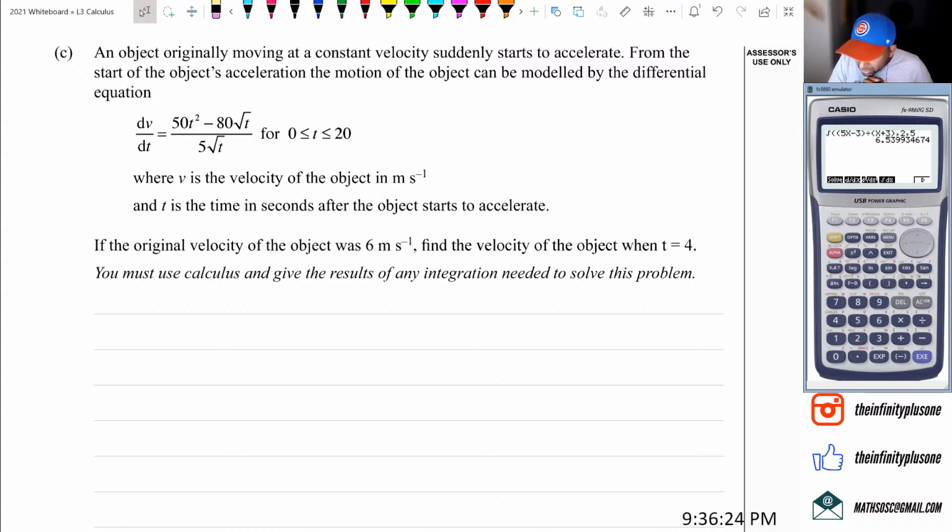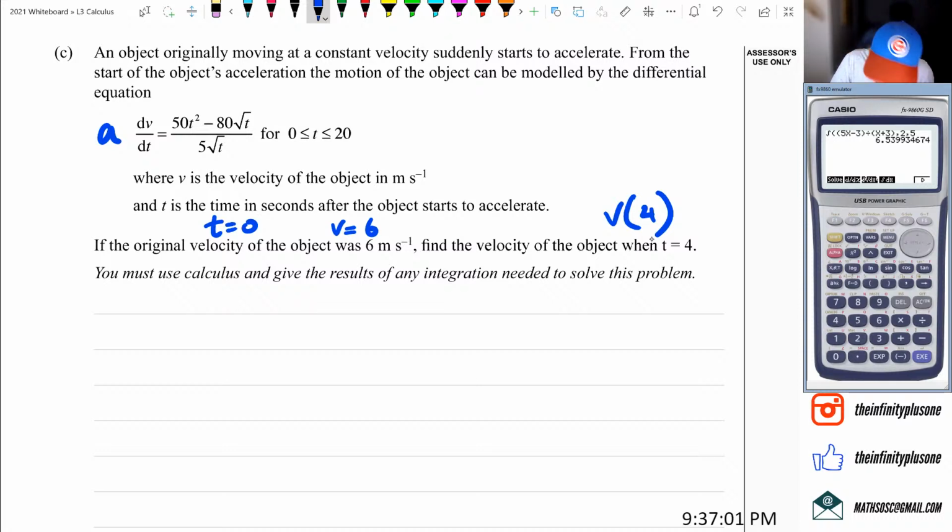So anyway, guys, with this question, what we've got dv dt, which actually is acceleration. They say if the original velocity of the object was 6, so that means when t is equal to 0, velocity is equal to 6. Find the velocity when t is equal to 4. So they want to find out v of 4. All we're really doing is just integrating, finding what that c value is, well, we've already got the c value because it's 6, but then just substituting for 4.